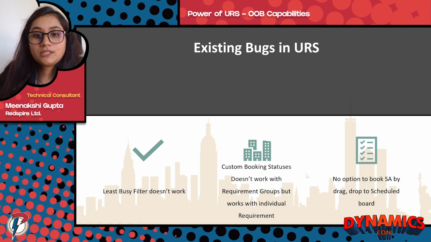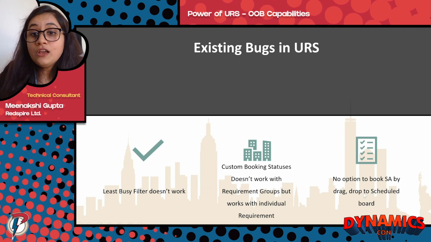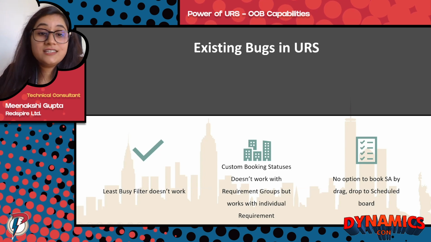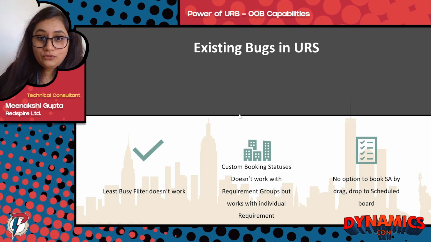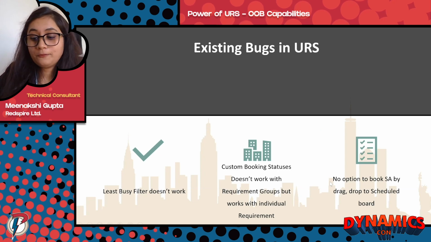Next, custom booking statuses don't work with the requirement groups, but definitely work with the individual requirements. There is also no option to book a service activity via drag and drop to the schedule board. You need to select, find availability, see the available resources, and then click on book. There is no facility to drag from below, where the open requirements are available, and just book it. It's not quite possible right now.